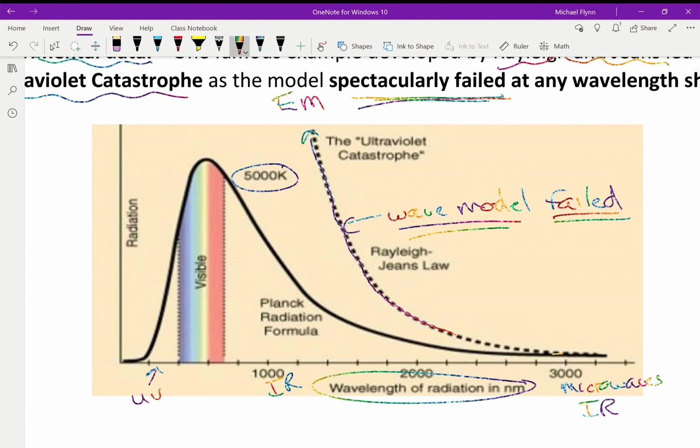So in other words, you come up with a theory, the electromagnetic wave model, and then we try to use this theory to predict what kind of light would come from the sun, and you get this ridiculous prediction that has to be false, because if it were true, we'd all be dead.